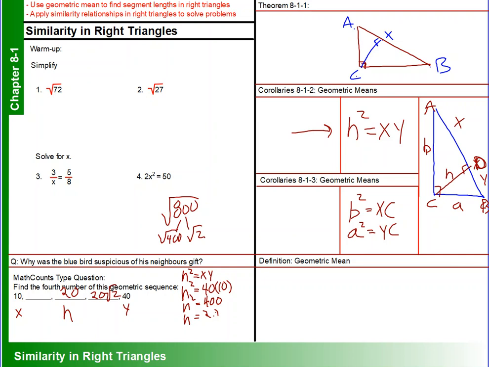All right, so that's the basis of what you're working on today. You can find a definition for the geometric mean yourself. You don't need me to recite that to you. And go ahead and give the problems on the next page a try.